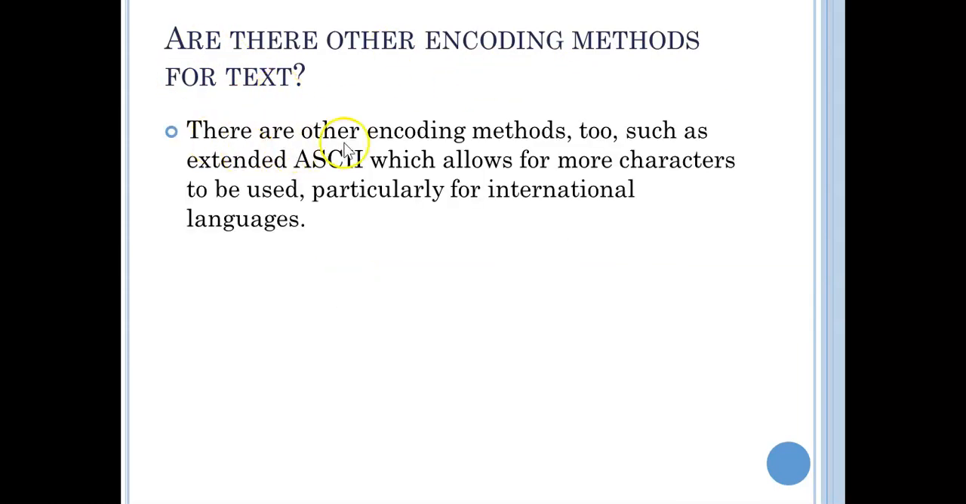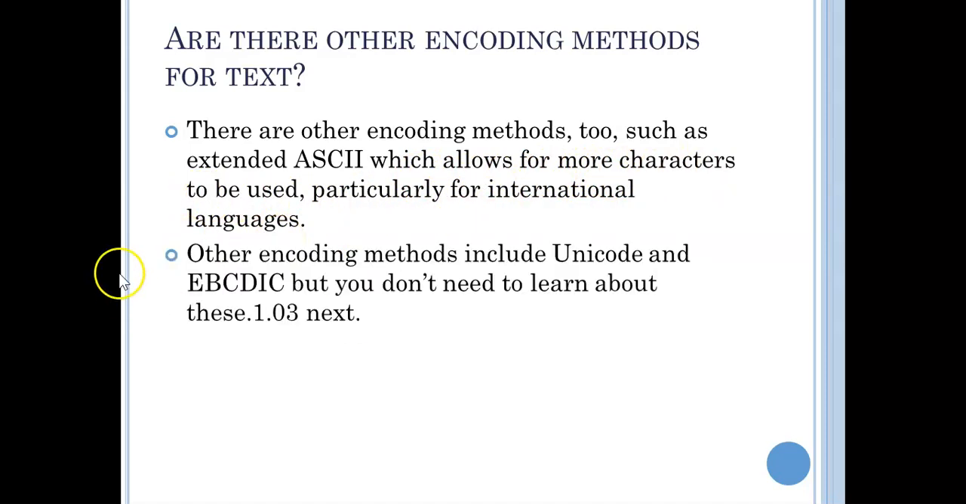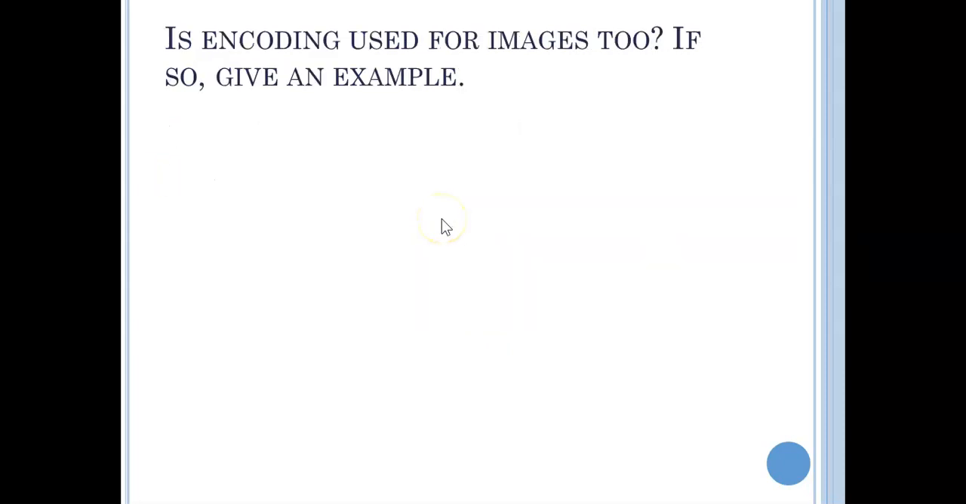Are there other encoding methods for text? So there are other encoding methods too, such as extended ASCII, which allows for more characters to be used, particularly for international languages. Other encoding methods include Unicode and EBCDIC, but you don't need to learn about these. I think in our textbook the only one it talks about is ASCII code, and I don't even think you need to know too much about the extended ASCII code.